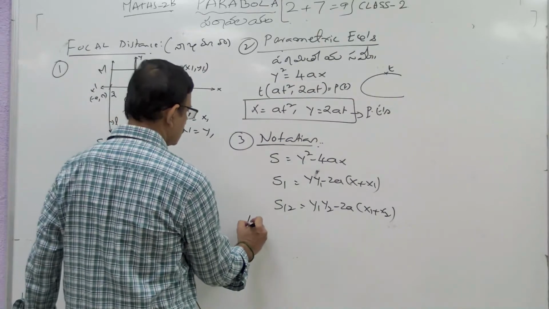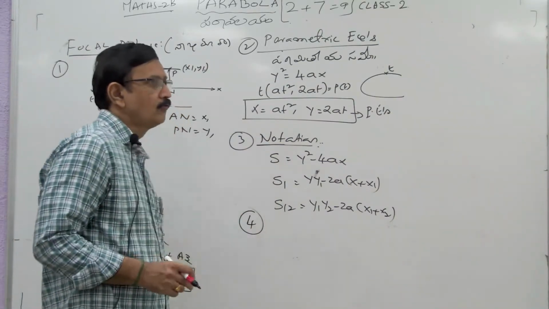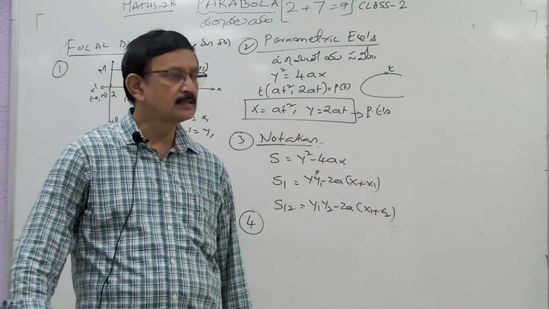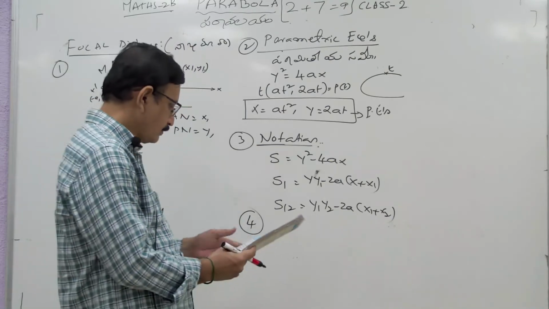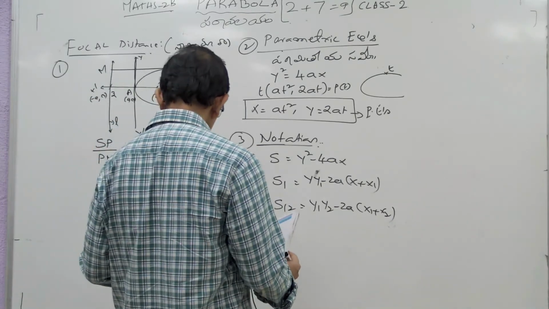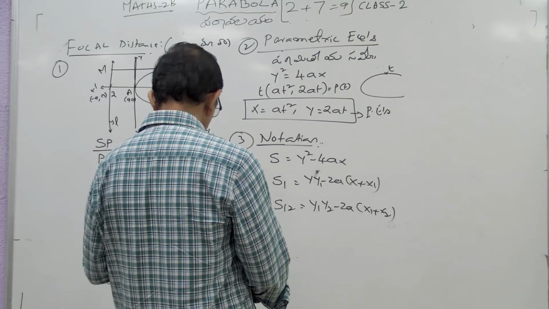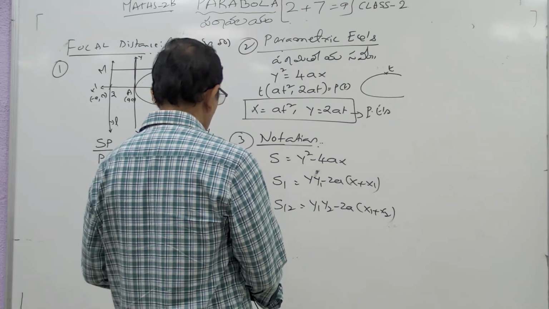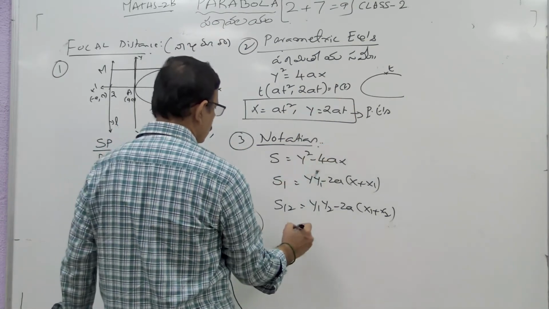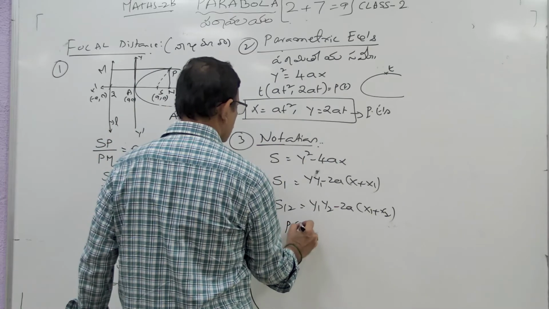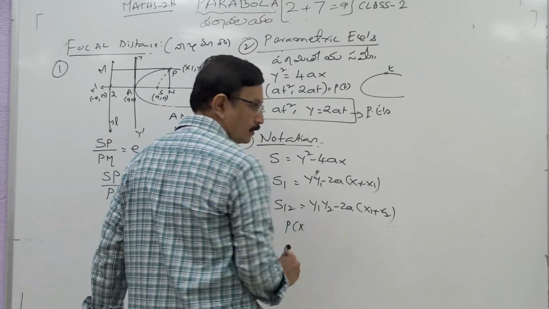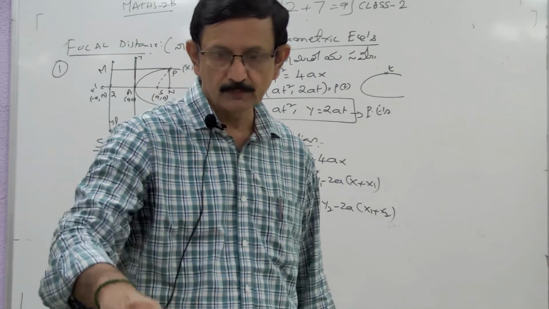So the next one is the fourth point. What is the fourth point? You can take it as nothing but the position of the point. What is the position of the point with respect to the parabola? So now let us take one point P, x1 comma y1. So what we'll write here, this is the position of the point.